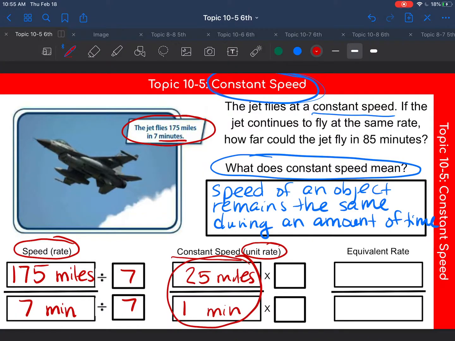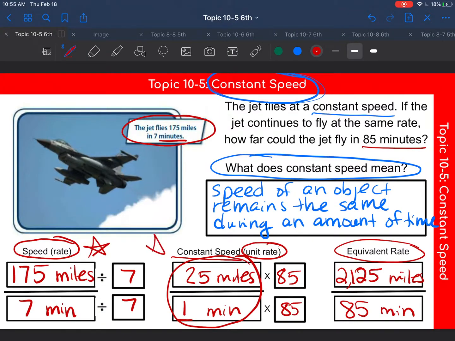Now from this constant speed, or this unit rate, we can find an equivalent rate. The question asks, how far could the jet fly in 85 minutes? So we want to get from 1 minute to 85 minutes. That means we can multiply by 85. Whatever we do to the bottom, we can do to the top. So 25 times 85 gives you 2,125 miles.